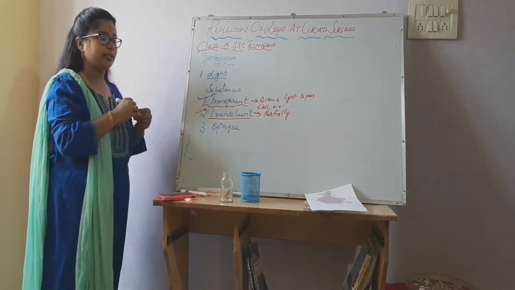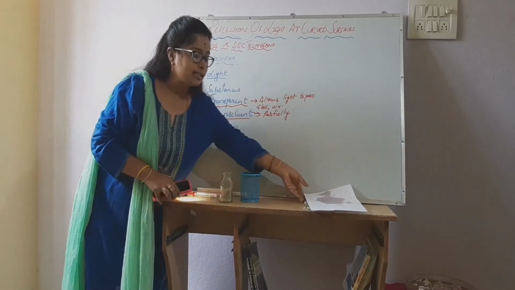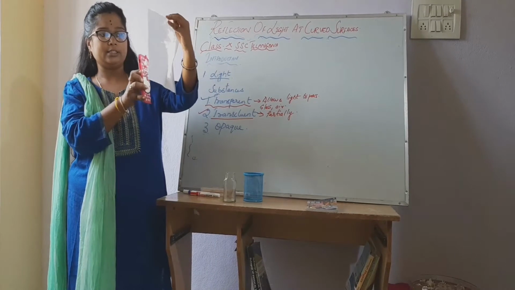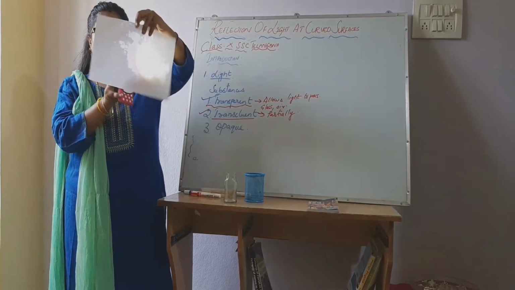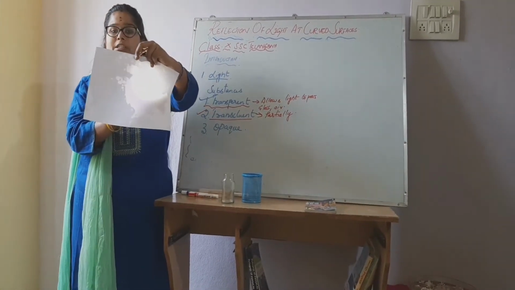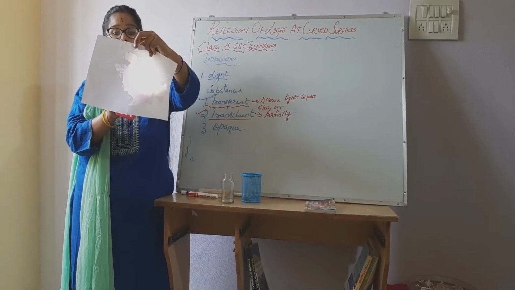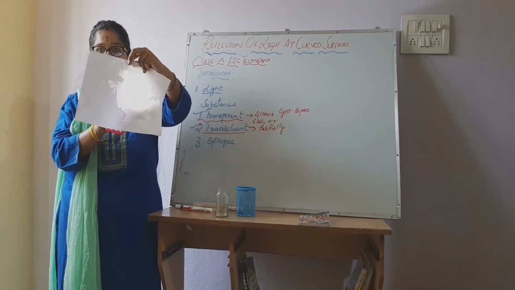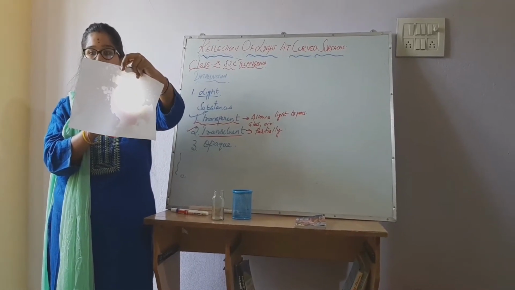Light passing through it partially is called a translucent substance, such as oil paper. So when I put a light on this, it does not completely restrict the light from passing through it, but it allows only partial light to pass through it. You can see only a partial thing through it.